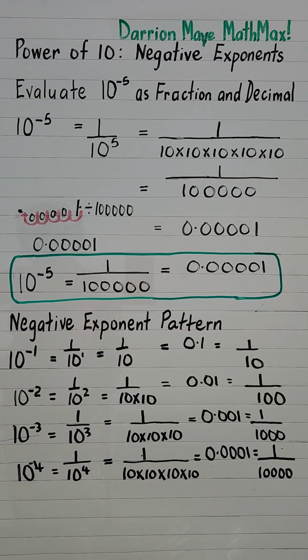10 to the negative 3, 1 over 10 to the third. That's 1 over 10 times 10 times 10. That is equal to 0.001. And that is equal to 1 over 1,000. 10 to the negative 4, 1 over 10 to the fourth. 1 over 10 times 10 times 10 times 10. That is equal to 0.0001, and that is equal to 1 over 10,000.